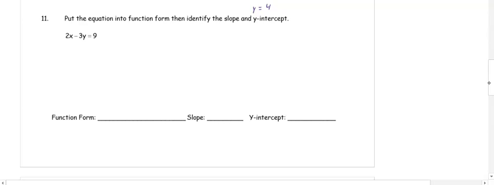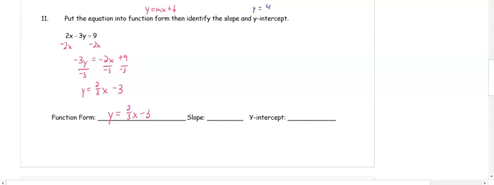In number 11, we want to put the equation in function form and then identify the slope and y-intercept. Remember that function form means that we are going to solve for y. We want the equation y equals mx plus b. In order to solve for y, first we would subtract 2x from both sides. Negative 3y equals negative 2x plus 9. Then we would divide everything by negative 3. y equals 2/3 x minus 3. So our function form is y equals 2/3 x minus 3.